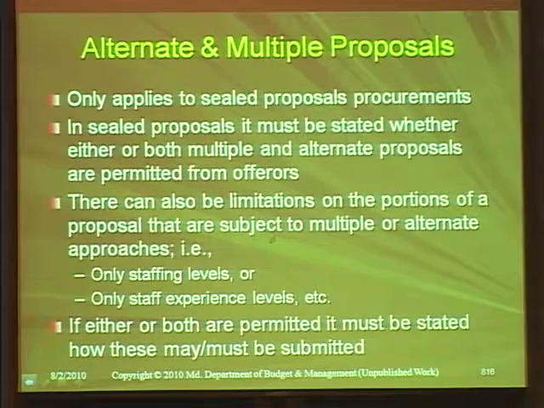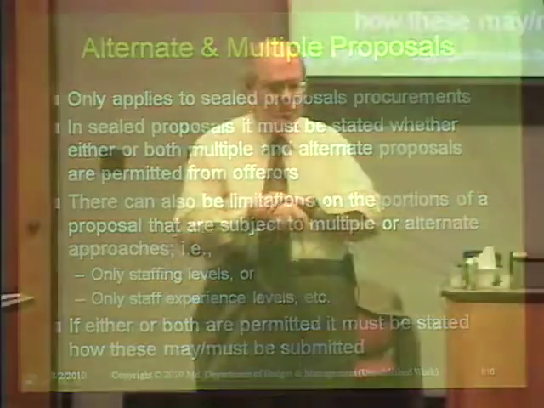All right, alternate and multiple proposals. We've talked about this in earlier classes. It only applies to sealed proposal procurements. In sealed proposal procurements, you are required to state whether either or both of multiple and alternate proposals are permitted to be provided to you. And there can be limitations on the portions of a proposal that are subject to multiple or alternate approaches, such as only staffing, only experience levels, and if either or both are permitted, it must be stated how these may or must be submitted.